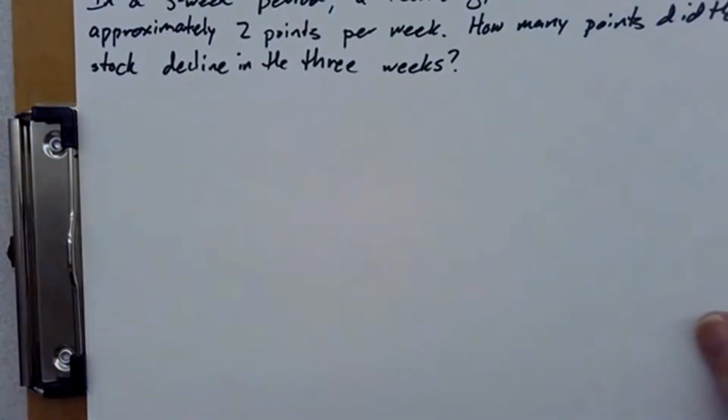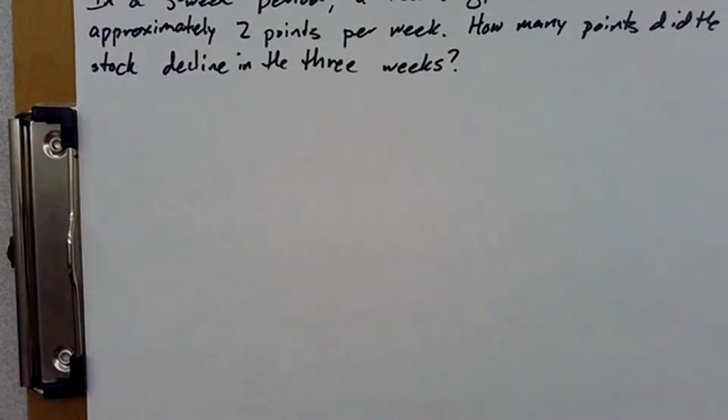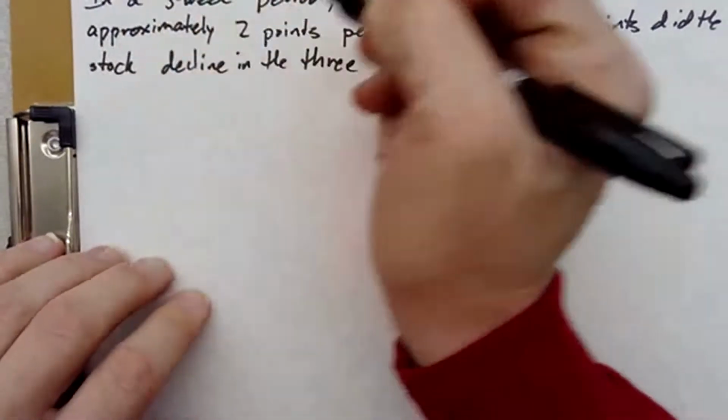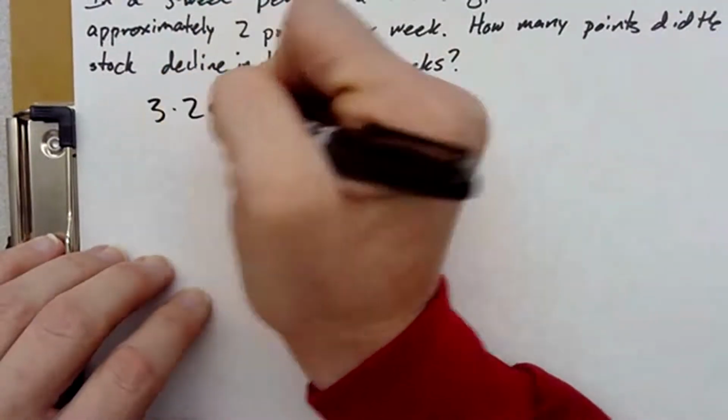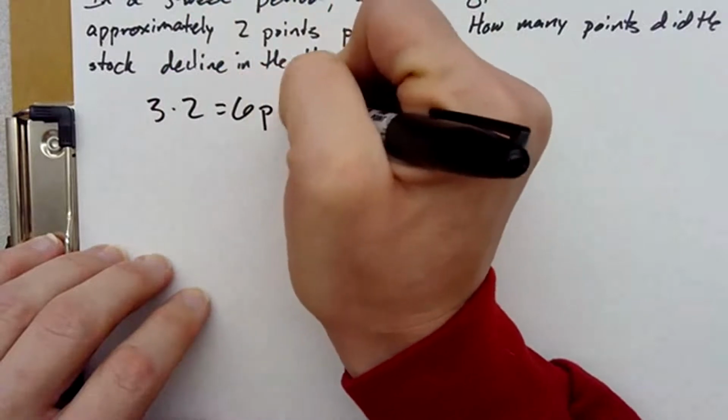In a 3-week period, a technology stock declined approximately 2 points per week. How many points did the stock decline in 3 weeks? Well, that's 3 weeks times 2 points per week is 6 points.